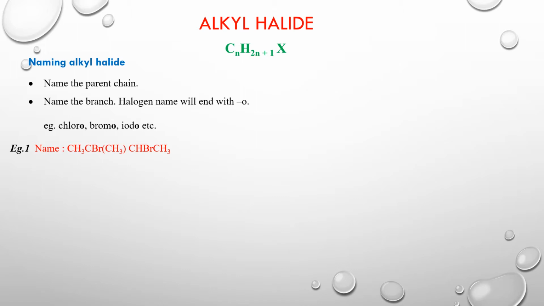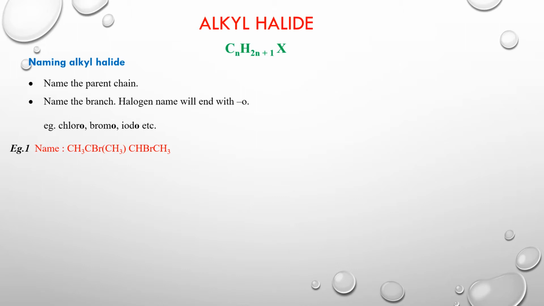So once you identify your parent chain, you are going to name the branches. A branch is anything which will be attached to the parent chain apart from the hydrogens. So if your branch is a halogen, then you are going to name the branch with an O. Like if the branch is a chloride ion, then it will become chloro. Bromide will become bromo. Iodide will become iodo, etc.